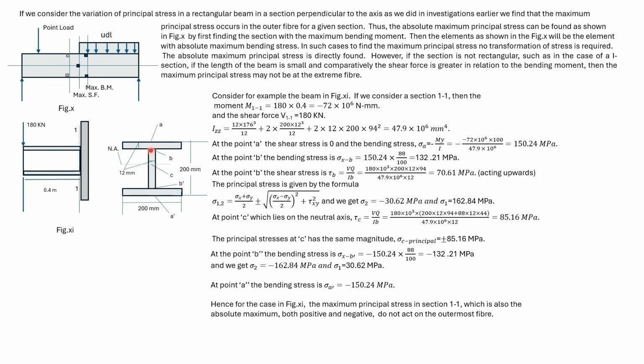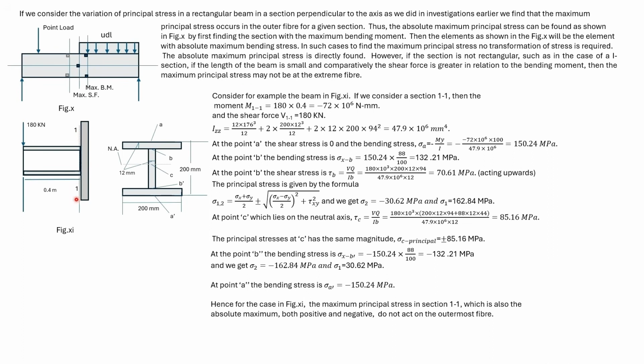Here we will show that the maximum magnitude of principal stresses does not occur at the extreme fiber of this I section always. This is a cantilever beam. It is subjected to a load as shown. The section is this I section. Here we consider the stresses in the section 1-1.